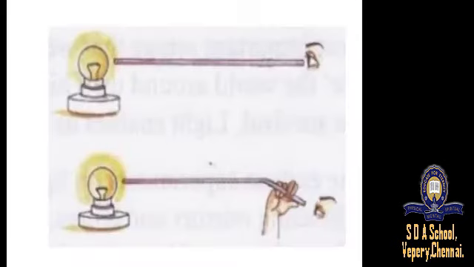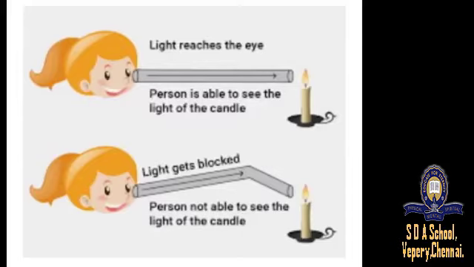Light always travels in a straight line, and this is called the rectilinear propagation of light. You may have seen beams of light entering a room in the early morning through some holes. So you can see the beam of light. From here you can see how light reaches the eye. In the first case, the girl is able to see the light since light travels in a straight line. In the second case, it is not straight, so light gets blocked and the person is not able to see the light of the candle. So we have learned how light travels. Light travels in a straight line and it can also travel through a vacuum.